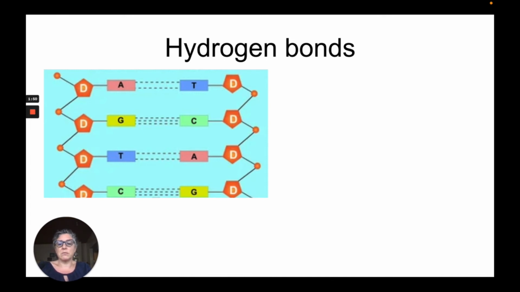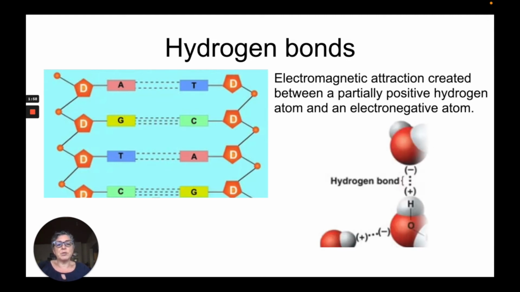So let's just very quickly talk about what hydrogen bonds are. You may already be familiar with this from chemistry if you've taken chemistry. But basically, a hydrogen bond is an electromagnetic attraction created between a partially positive hydrogen atom and an electronegative atom. We see this with water, and so that's why I've just put this example here.